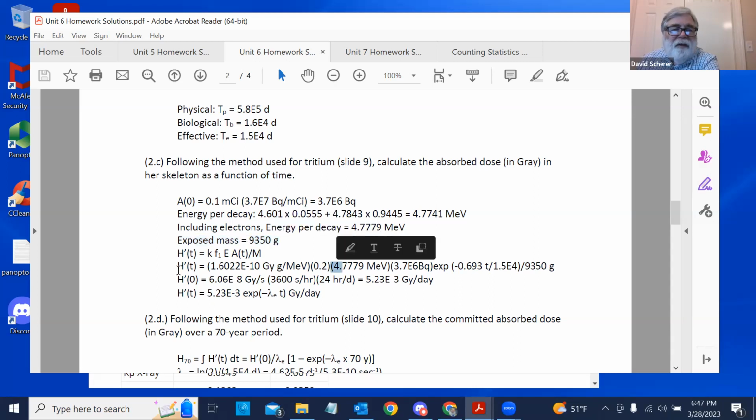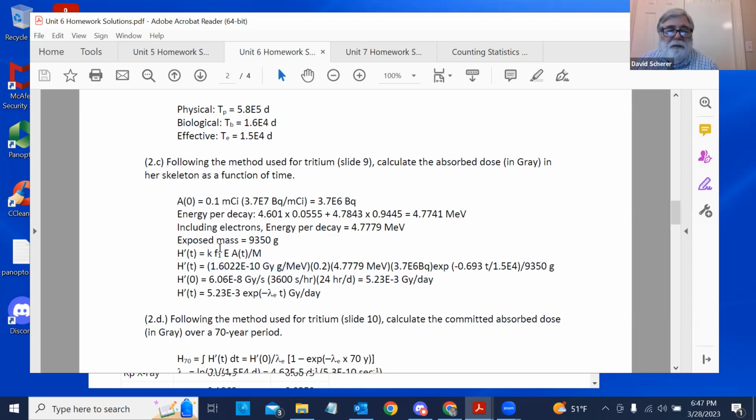Okay, so we got our mass. So the formula for the dose rate is this. K is the thing that converts MeV per gram into gray, joules per kilogram. That's what that constant is. It's 1.6022 times 10 to the minus 10.